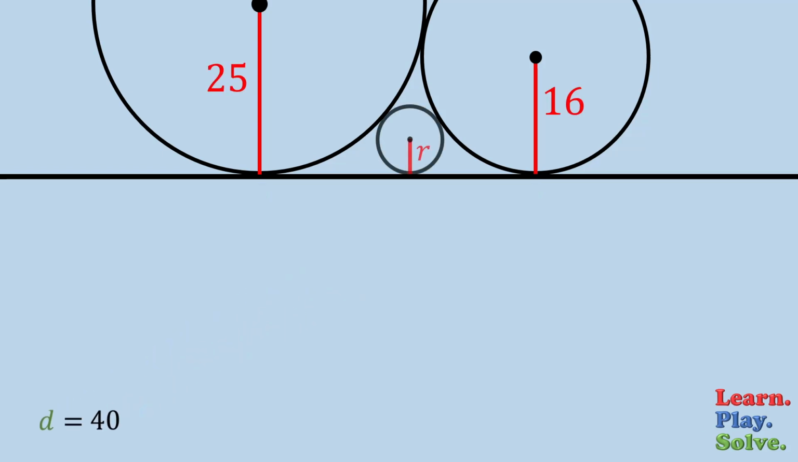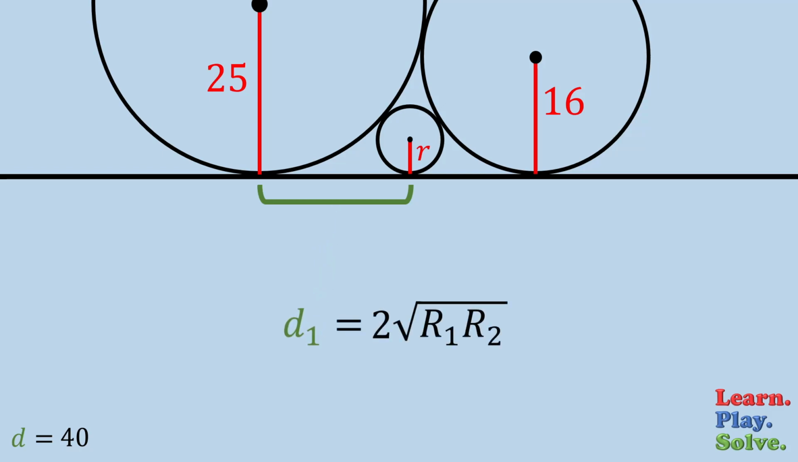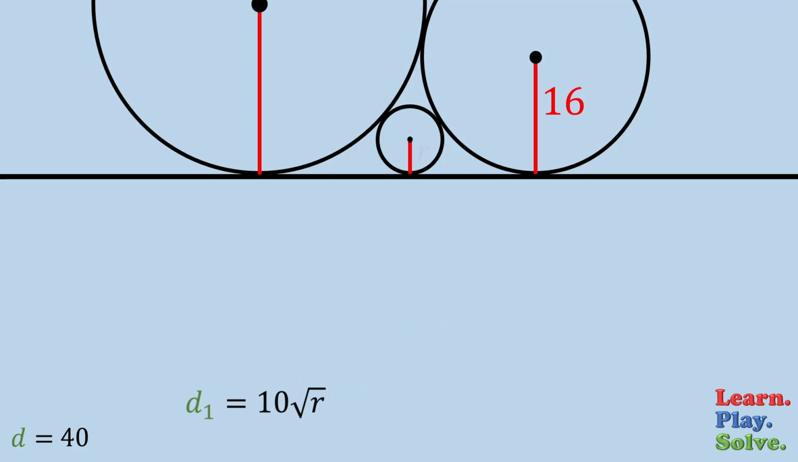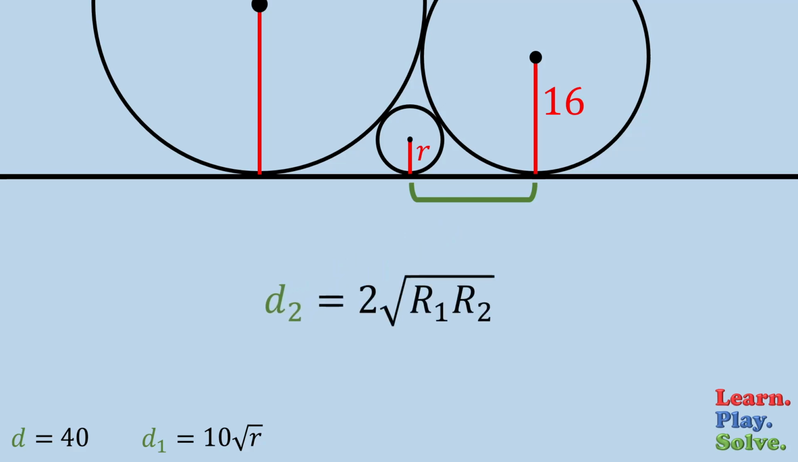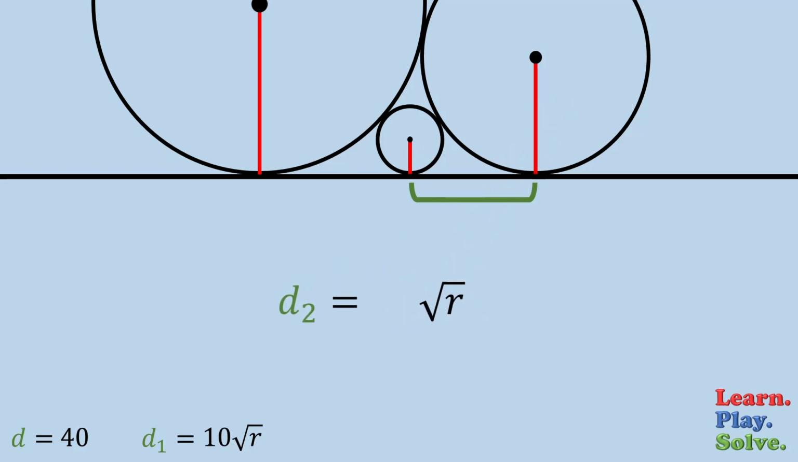Now let's find d1. This is the exact same situation. These two circles are tangent to each other and a common line. Therefore, we can use the exact same formula. Plug in the radii and simplify to get 10 times the square root of r. Now d2. Again, same formula. Plug in and simplify, and we get 8 times the square root of r.